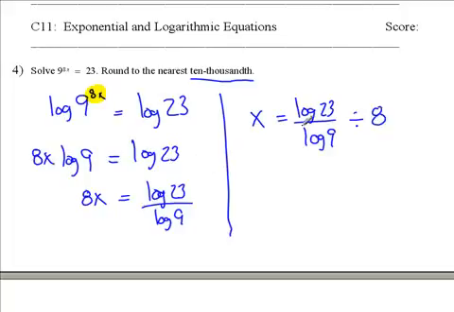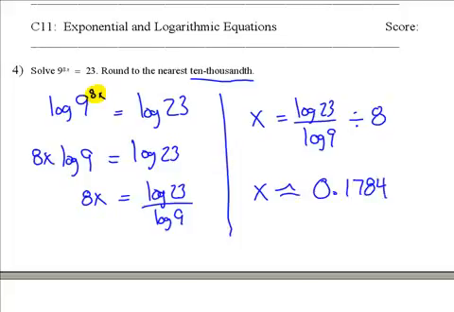That's exactly what I'm putting in my calculator. I'm going to do log 23 divided by log 9, take that answer and divide it by 8, and round it off to the nearest 10,000th. I should get something that rounds to 0.1784 when I do that.